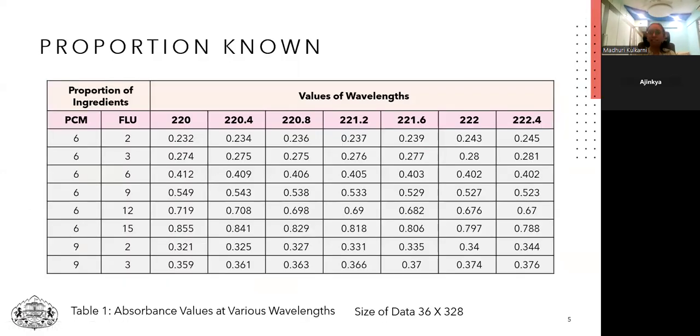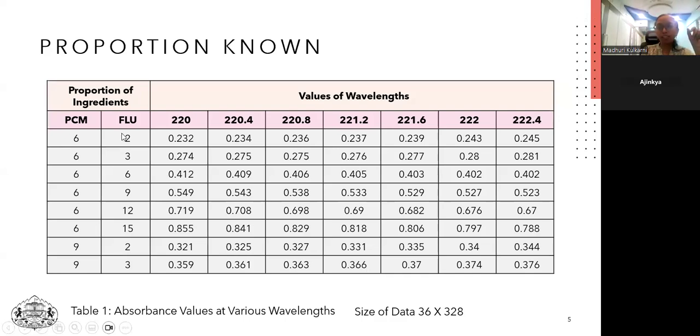This is the kind of data that a collaborator of mine had gotten. I did this collaborative work with a professor from a pharmacy college. He wanted to see whether the proportion of the ingredients in a typical paracetamol tablet is appropriate or not. So he created these lab mixtures. He took paracetamol, denoted by PCM, and flupirtine in these different proportions: 6:2, 6:3, 6:6, 6:9, 6:12. He took 25 such combinations.